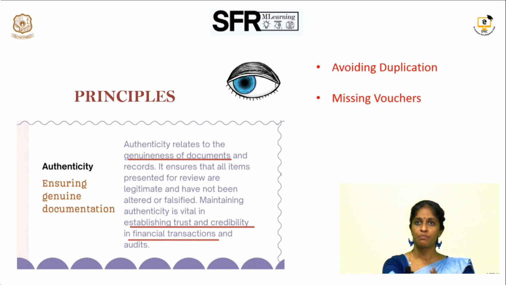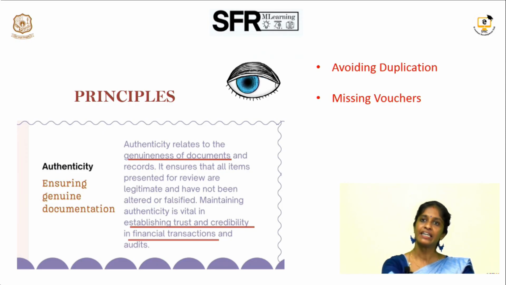And the second prime principle is authenticity. So here the authenticity is ensuring the genuineness. Here we have already specified verification with the authentic or supportive document, so the genuineness will be shown here. The authenticity, that is the second principle of vouching, relates to the genuineness of the document which is entered or stored in the files.